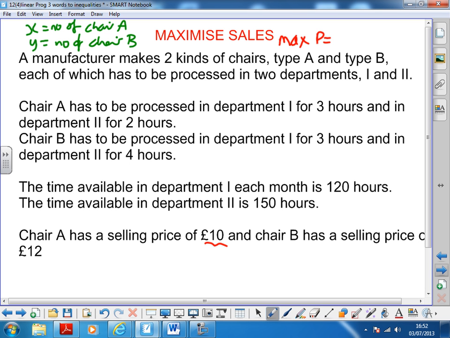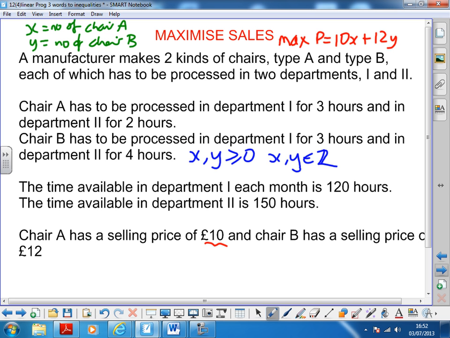So our objective is to maximise the profit, and we get £10 for every chair A, so that's 10x, and £12 for every chair B. So that's 12y. Okay, good. Obvious constraints: we can't have negative chairs, and we can't make half a chair.